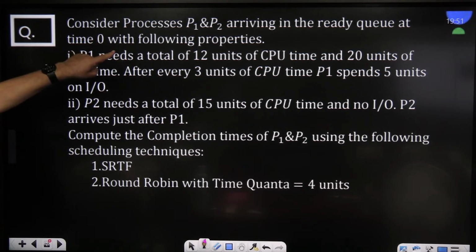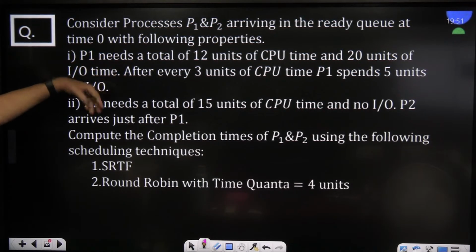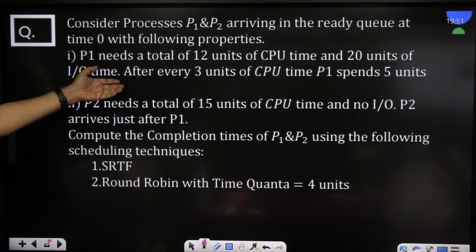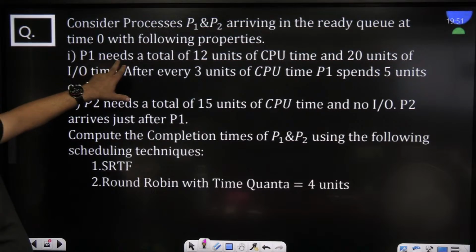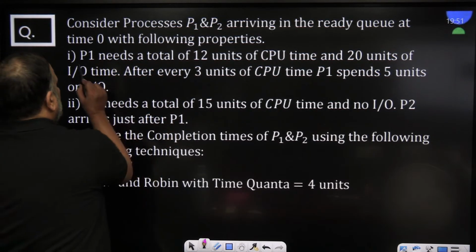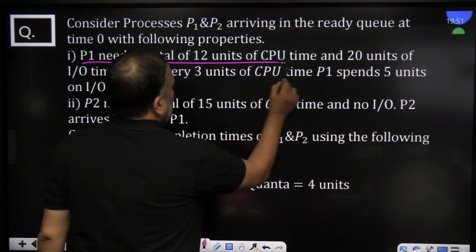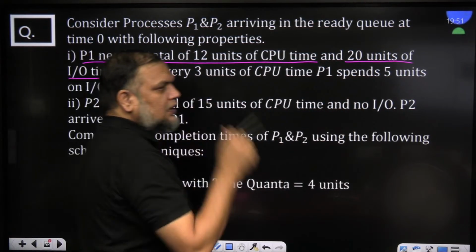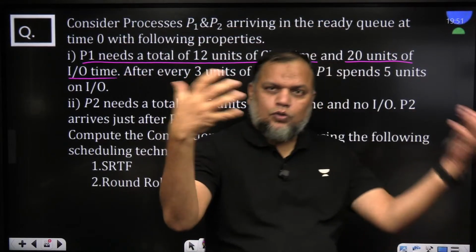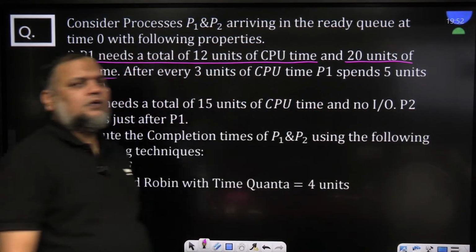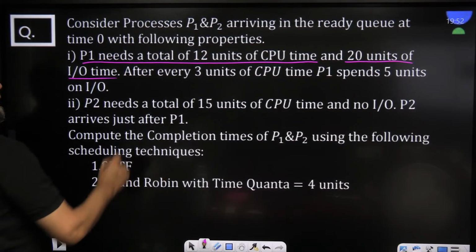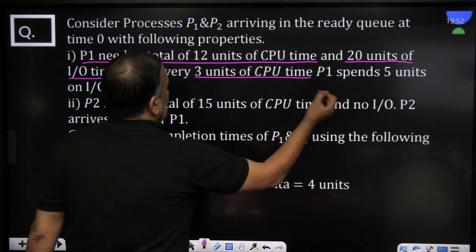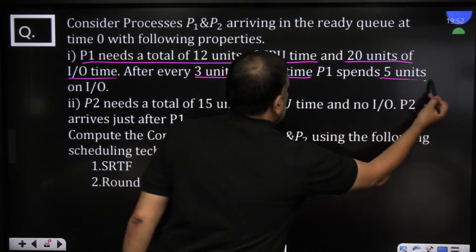Consider processes P1 and P2 arriving in the ready queue at time 0 with the following properties. This is not exactly a GATE question, लेकिन कोई एक कॉम्पिटिटिव एग्जाम का क्वेश्चन है, इंटरेस्टिंग क्वेश्चन है. So please try to see. P1 needs a total of 12 units of CPU time. So P1 needs burst time of 12 units of CPU time and 20 units of IO. This is a combination of CPU scheduling और IO scheduling दोनों का. CPU burst है और IO burst है, दोनों है. After every 3 units of CPU time, P1 spends 5 units of time on IO.